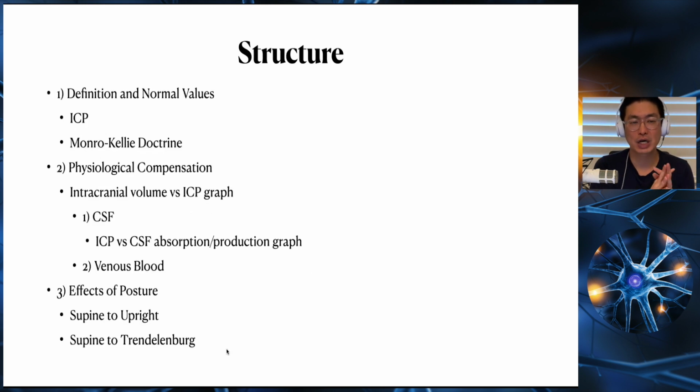So this would be my structure to the short answer question. I would have the definition and normal values of ICP and Monro-Kellie doctrine. I will talk about the physiological compensations, where I will draw the intracranial volume versus the ICP graph. And then I would explain the effects of CSF and venous blood. And that's where under CSF, I would also draw the ICP versus CSF absorption and production graph. And then thirdly, as part of this question, I will talk about the effect of posture, talking about supine to upright and supine to Trendelenburg.